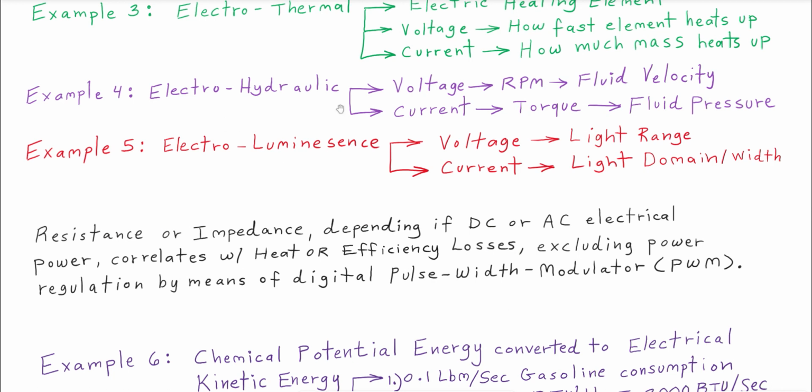Next we have electro-hydraulic. So again, that is an electrical power source delivered into an electric motor, which then powers a hydraulic pump and then delivers the fluid power. And so the voltage that goes into that electric motor will govern the RPM of the electric motor, and thus the fluid velocity through the hydraulic line.